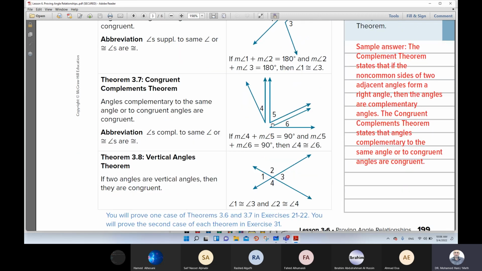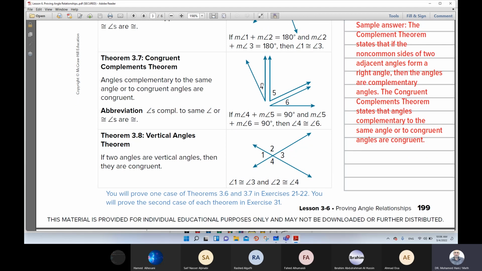And we have Theorem 3.7, congruent complements theorem. Also, if we have three angles, if angle 4 plus angle 5 equals 90, means complementary, and angle 6 plus angle 5 also equals 90, means complementary, so we can write angle 4 congruent with angle 6.